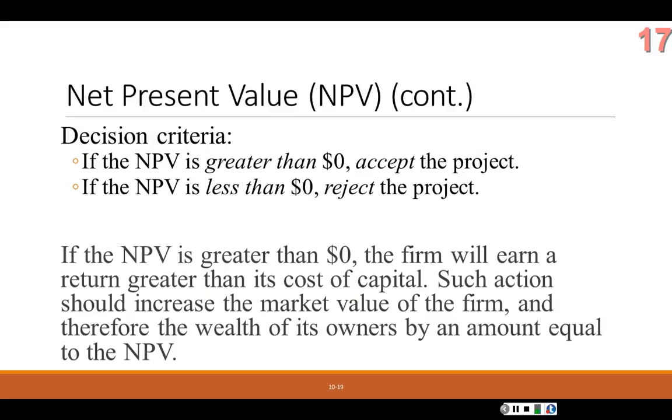And the decision criteria is that if the net present value is greater than 0, we accept the project. If it's less than 0, we reject. So what that means is that if the net present value is greater than 0, the firm will earn a return greater than its cost of capital. It will increase the market value of the firm and increase the wealth of its owners.